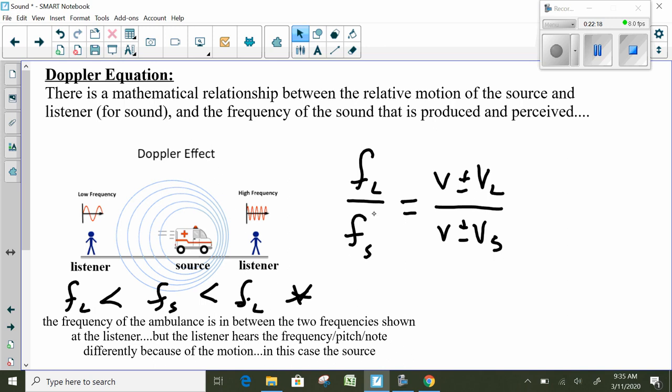So these are the frequencies of the listener and the source, what the source actually makes and what the listener hears. This V will be the speed of sound through air. Now remember, usually V is going to equal 343 because we're assuming the temperature is 20 degrees. These velocities will be how fast the listener is moving or how fast the source is moving, and one of these will always be zero. We'll always have one thing stationary and one thing moving. So you'll see what I'm talking about in just a moment. This equation is the one you want to jot down. We'll talk about the signs in a second.